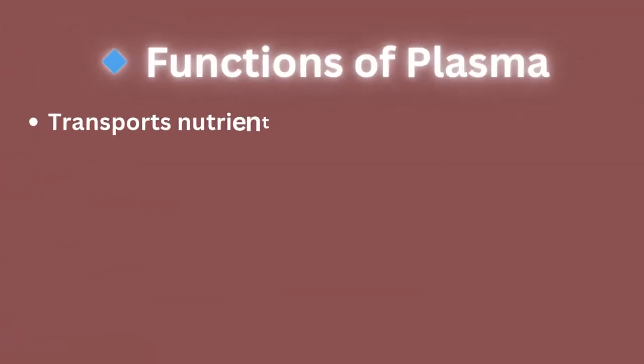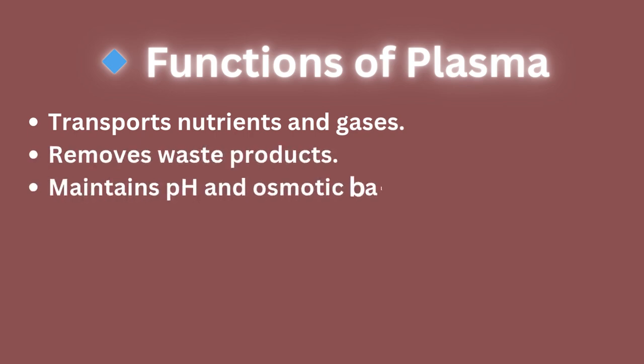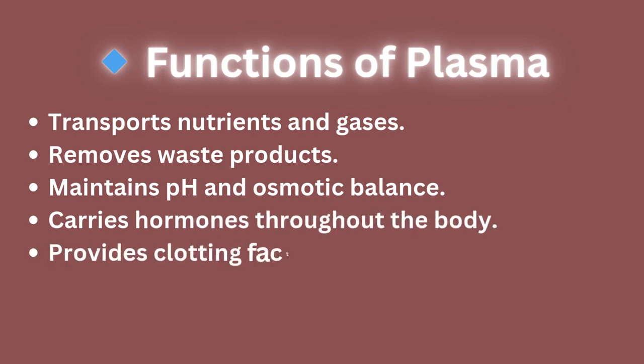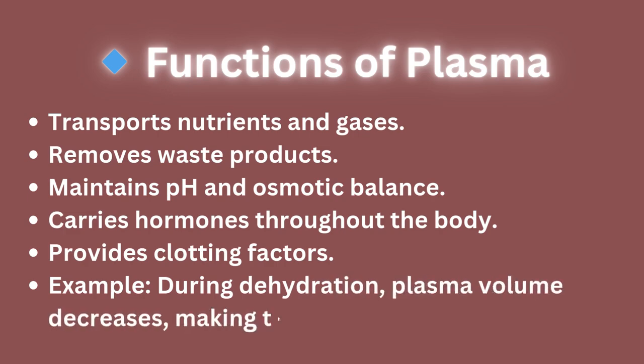Plasma transports nutrients and gases. Removes waste products. Maintains pH and osmotic balance. Carries hormones throughout the body. Provides clotting factors. Example: during dehydration, plasma volume decreases, making the blood thicker.